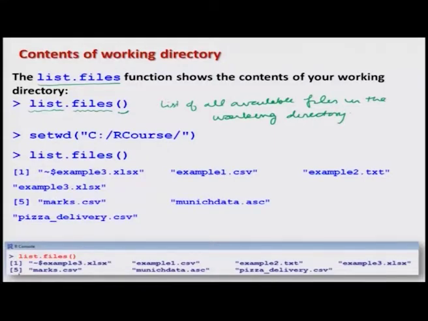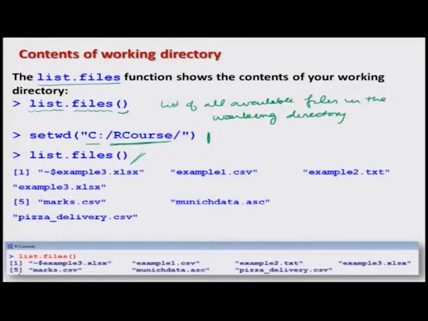Now, if you recall, some lectures back we had constructed a directory for our course, and this directory was located on the C drive and the name of the directory was R course. So, what I am going to do here is first set the working directory, and then use this command list.files and argument to see the contents of the directory.